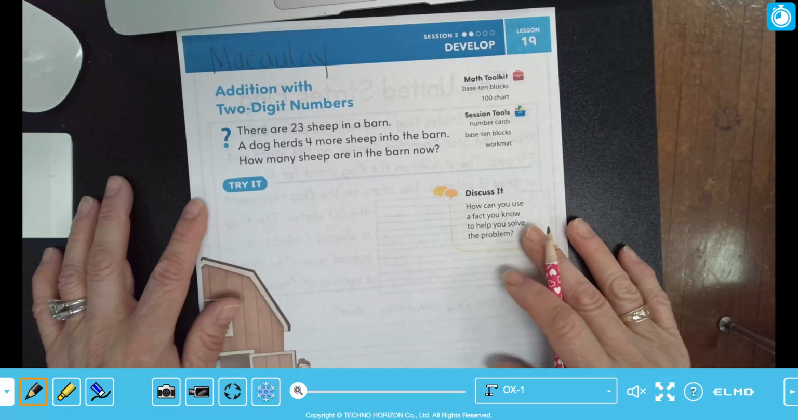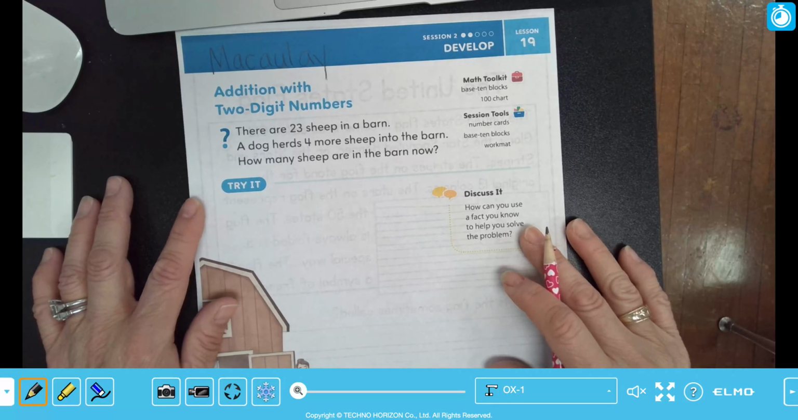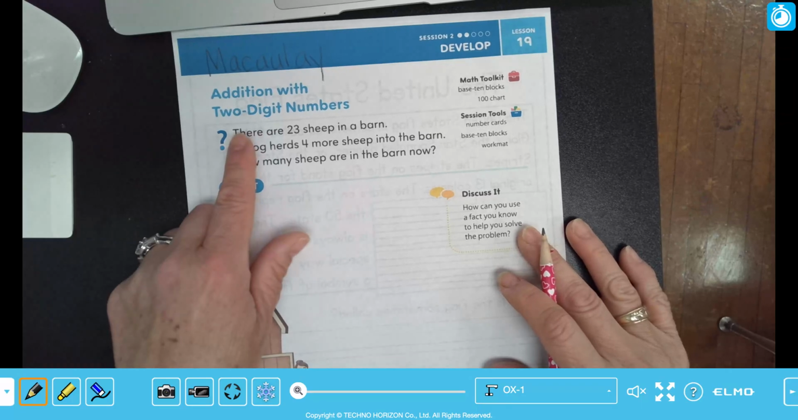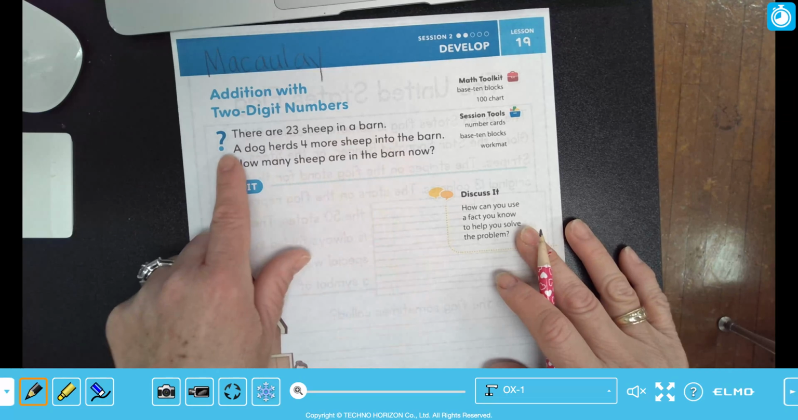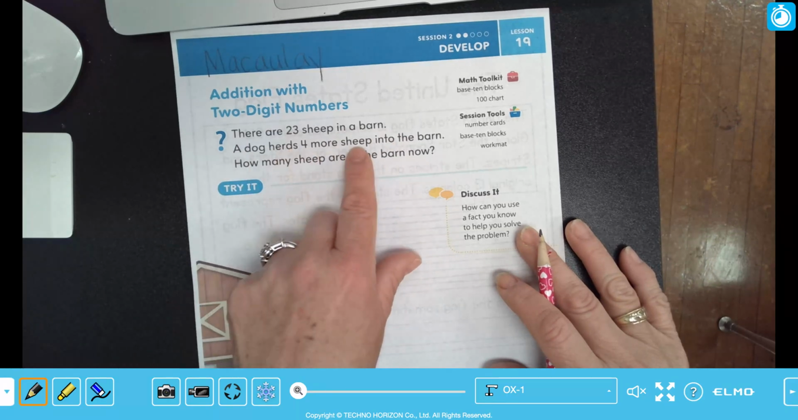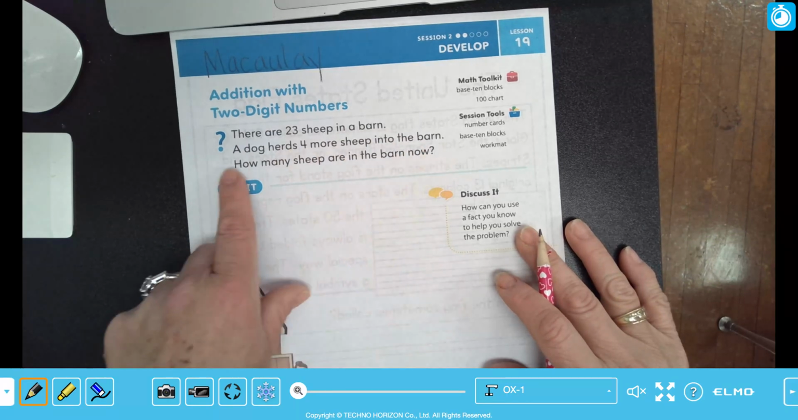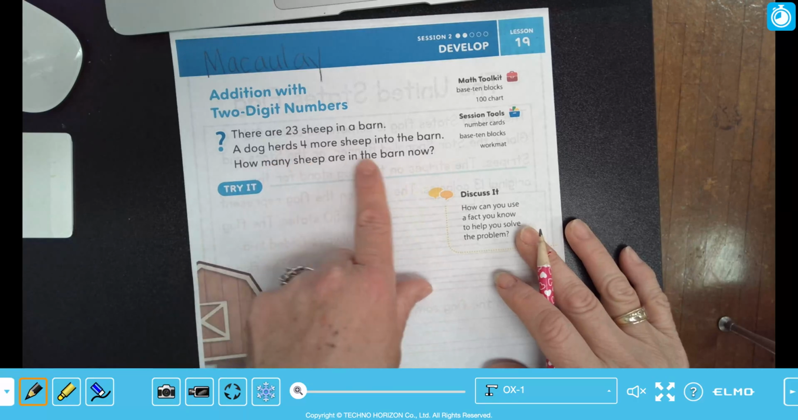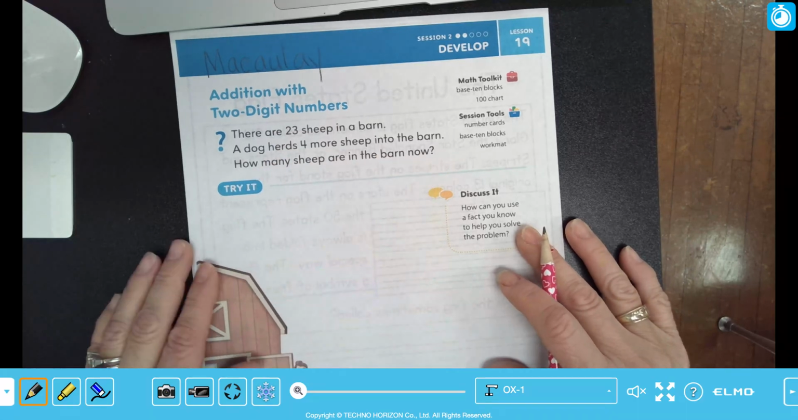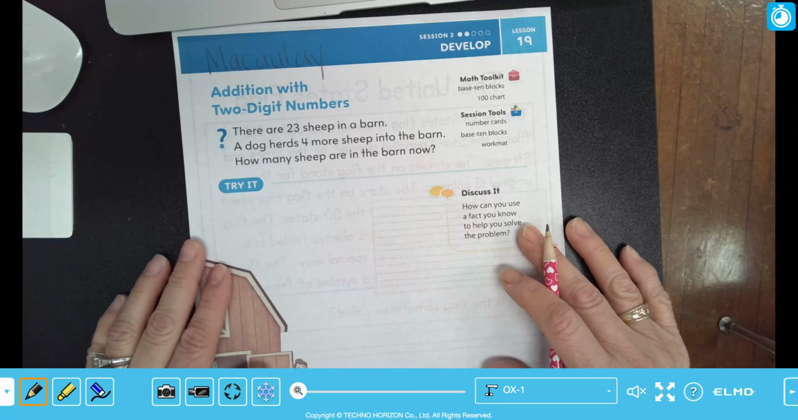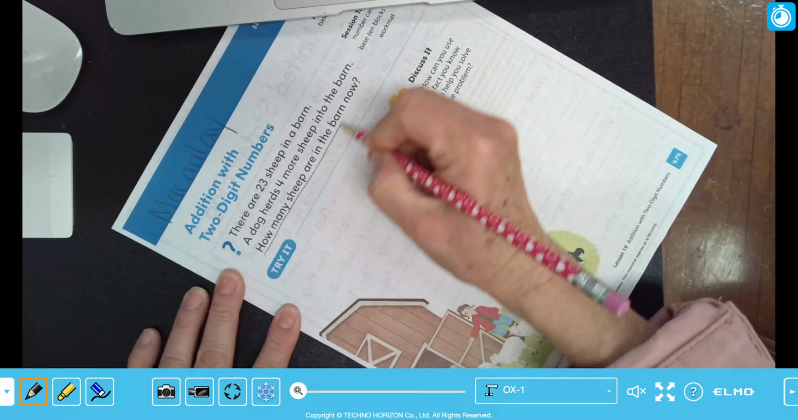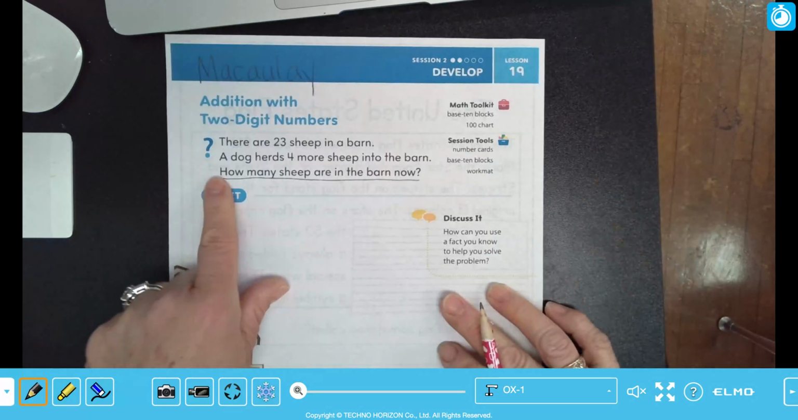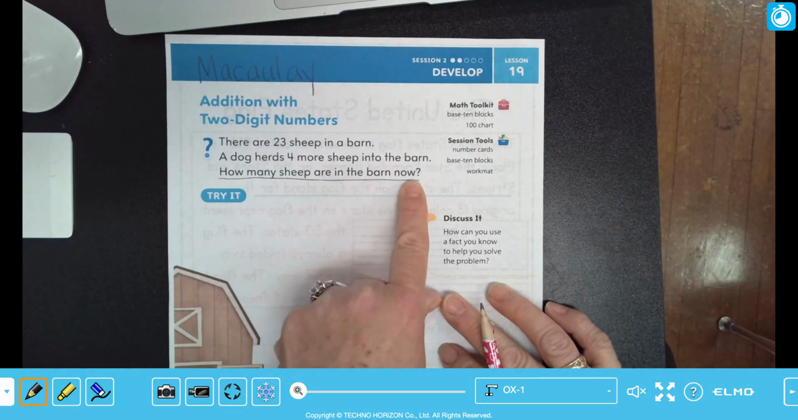So the next question is, what do you need to find out? What is it that you don't already know? There are 23 sheep in a barn. A dog herds 4 more sheep into the barn. How many sheep are now in the barn? So what do we need to find out? Right here. How many sheep are now in the barn? So, lovies, underline the question, please. Underline means put a line under it.